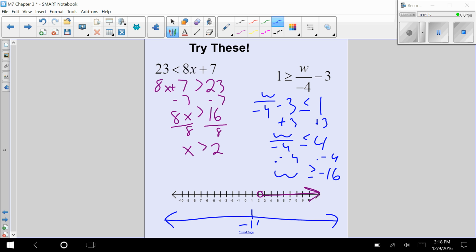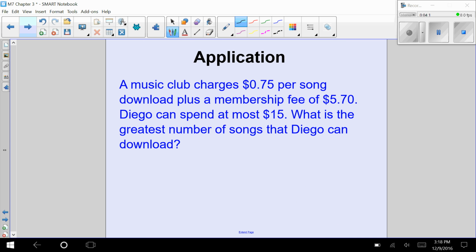We have negative 16, negative 15, negative 14, negative 17, negative 18. We'll have a filled in circle at negative 16 and our arrow to the right. Now we're going to try some word problems.